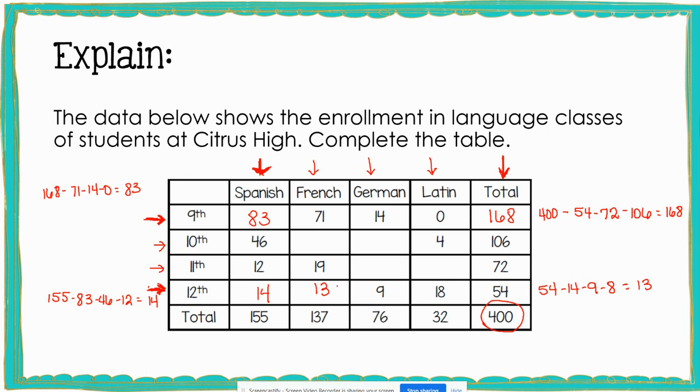Now that I have this number, you can see that I can figure out my French column. So I can figure out my missing piece here. I don't know how many 10th graders took French, but I know that 137 total students took French. So I can take away the 9th grade, the 11th grade, and the 12th grade numbers from that. So I'm going to do 137 minus 71 minus 19 minus 13.